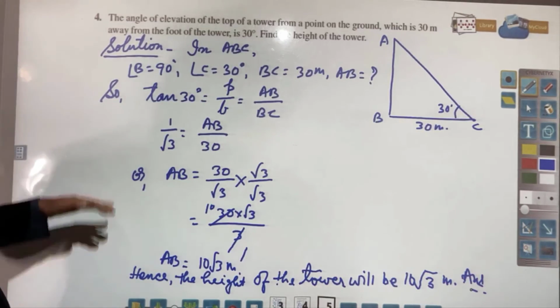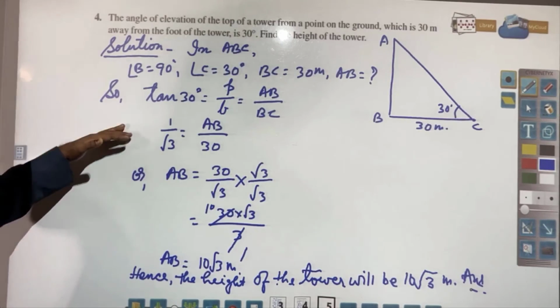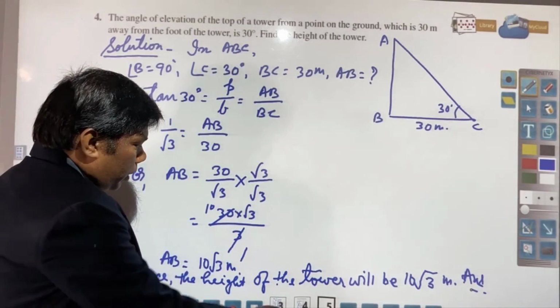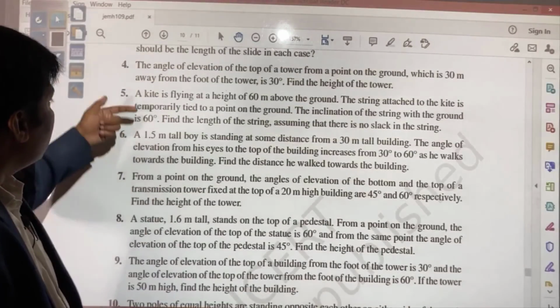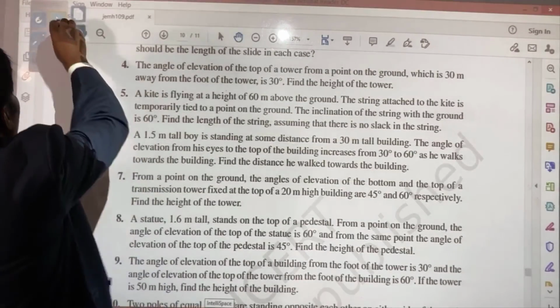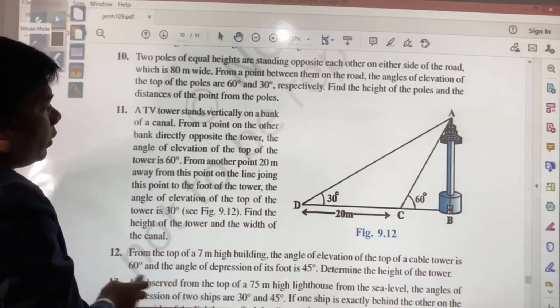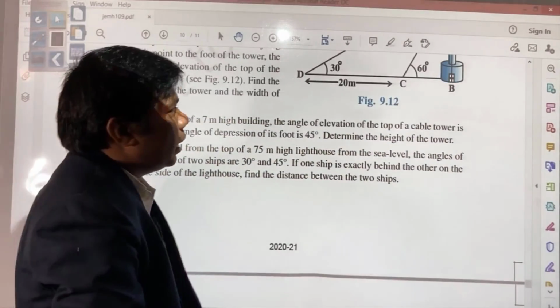So I hope up to here you have understood, and this type of question you will be able to solve. So just you try these next questions, and I hope you will be able to do. Just you try, otherwise we will see in next class. Until then, thank you.